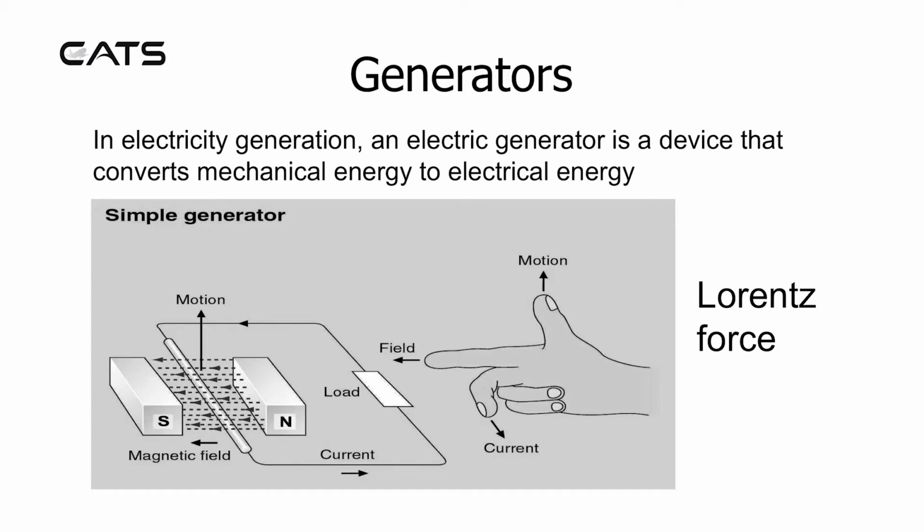Generators. In electricity generation, an electric generator is a device that converts mechanical energy to electrical energy. It follows a right-hand rule, where the thumb represents motion of the conductor, the first finger the magnetic field, and the second finger the current flow. The force generated is known as the Lorentz force.